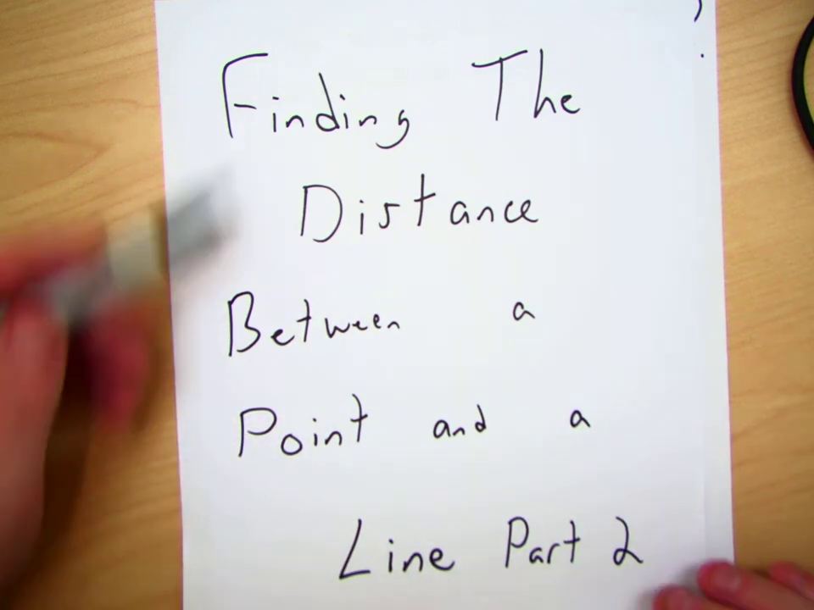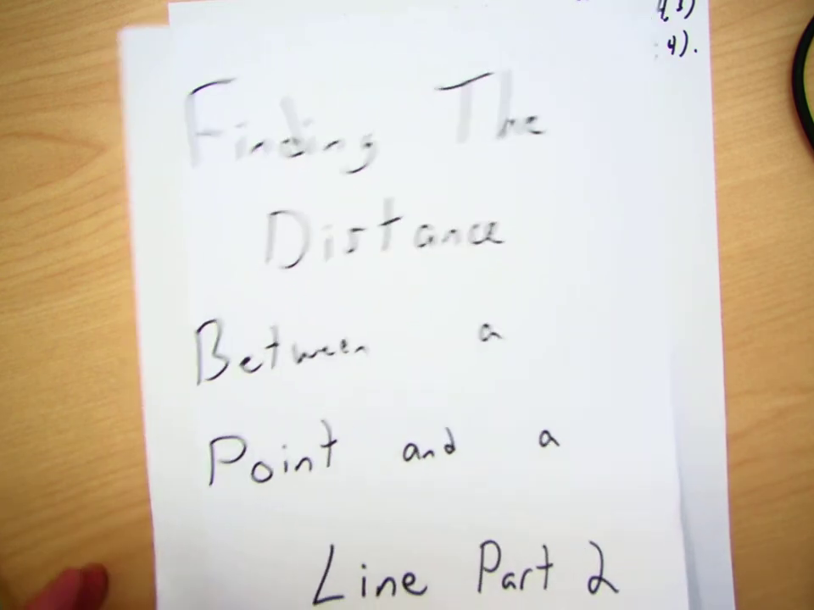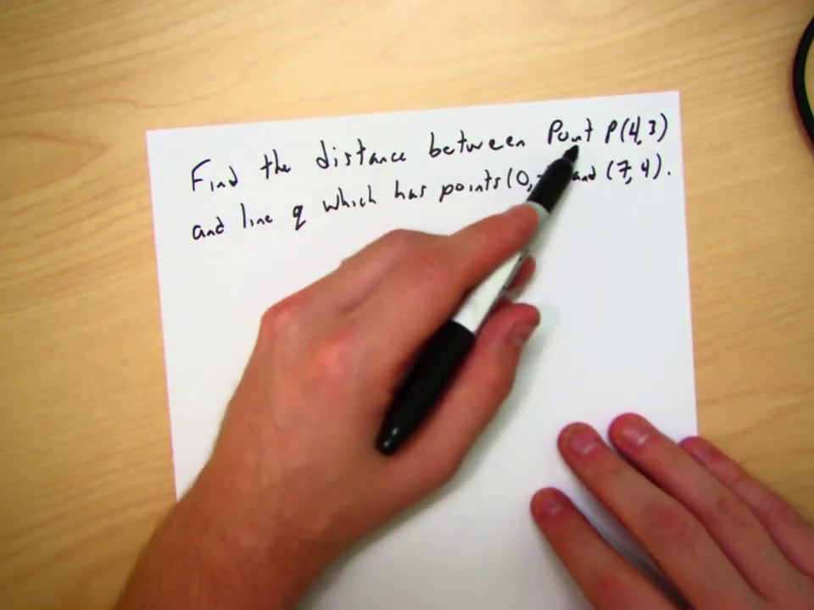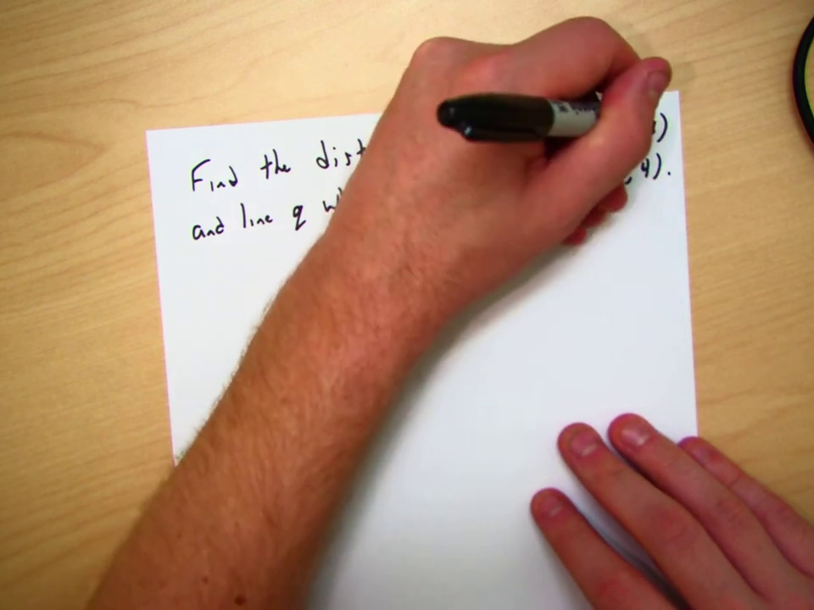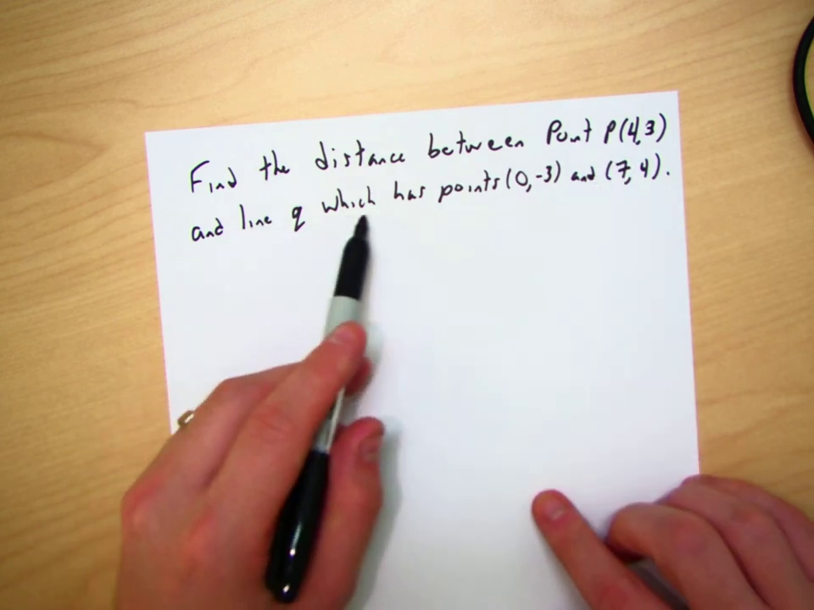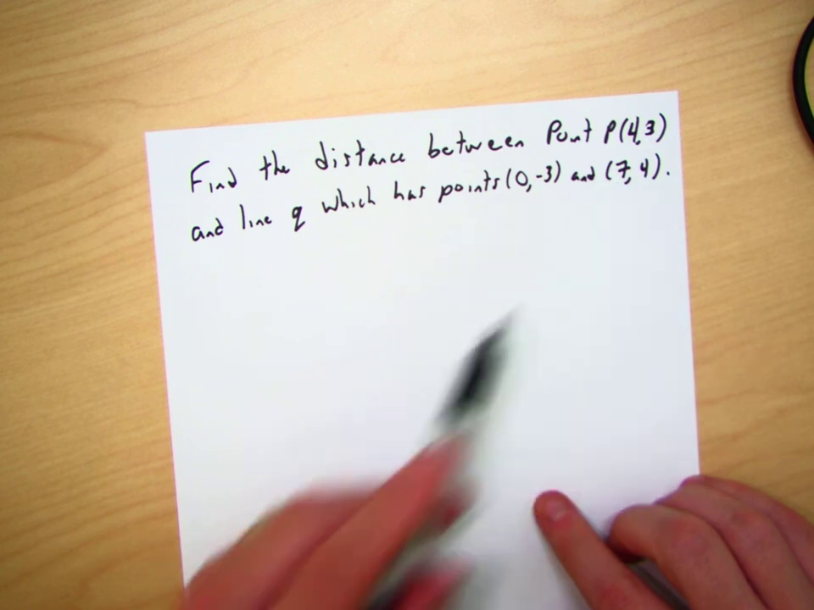Okay, I'm going to show you a second example of finding the distance between a point and a line. My example here looks like this. It says find the distance between point P, which has the point (4, 3), and line Q, which has points (0, -3) and (7, 4).